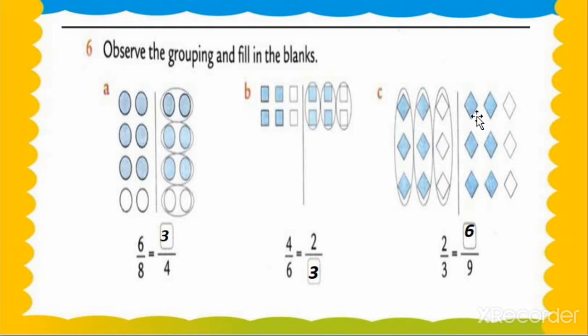Now we move on. The triangle shape. 1, 2, 3, 4, 5, 6, 7, 8 and 9. Total there are 9 triangles, and 6 triangles are shaded by blue color. 1, 2, 3, 4, 5 and 6. That's why, my students, we are mentioning here 6 upon 9. Means numerator is 6 and denominator is 9. Understood, my dear students? I hope you all have understood.